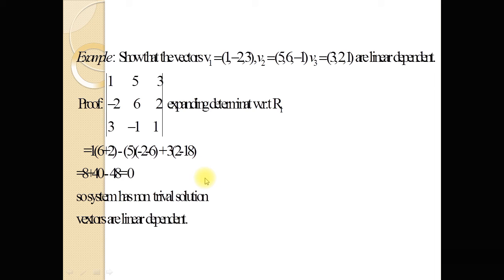So the determinant being equal to 0 means the system has a non-trivial solution, and in that case the vectors will be linearly dependent. So you see over here, if I expand the determinant by the first row, we obtain 1 times (6 + 2) - 5 times (-2 - 6) + 3 times (2 - 18). Now after simplification, we obtain 8 + 40 - 48. 8 plus 40 means 48. 48 minus 48 is 0. So the system has a non-trivial solution and the vectors are linearly dependent.